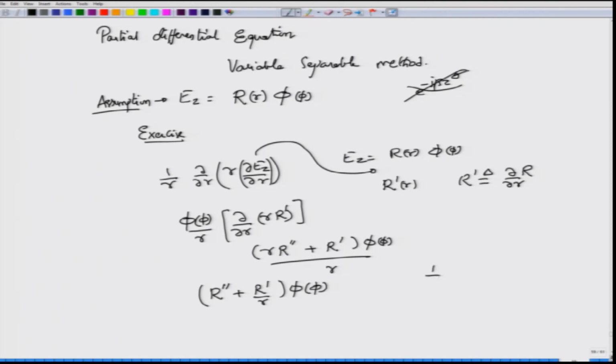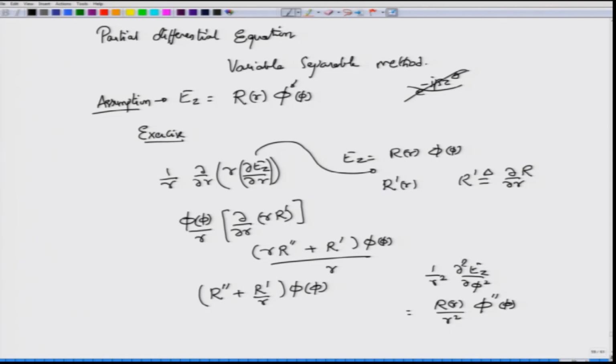The other term that you had, 1 by r square del square Ez by del phi square, is fairly simple. You can easily show that this is nothing but R of r divided by r square, that is the constant outside the differentiation, and then the second derivative of Ez with respect to phi means second derivative of Phi with respect to phi, which would be Phi double prime of phi. So, these two equations are what we were looking for.